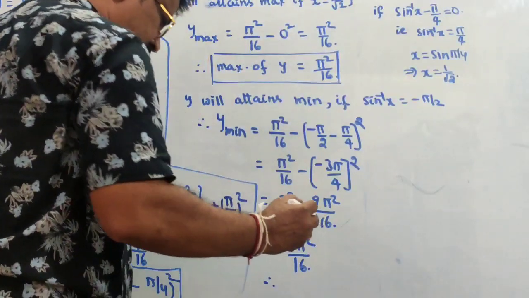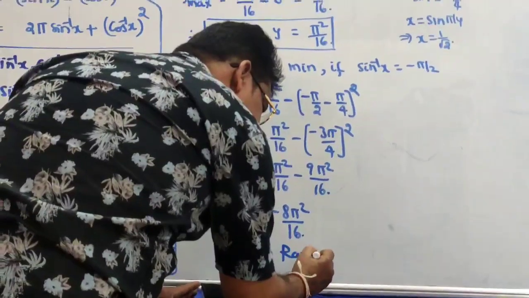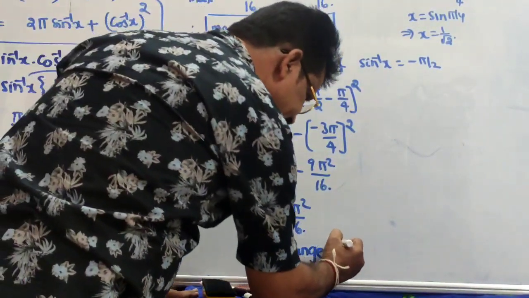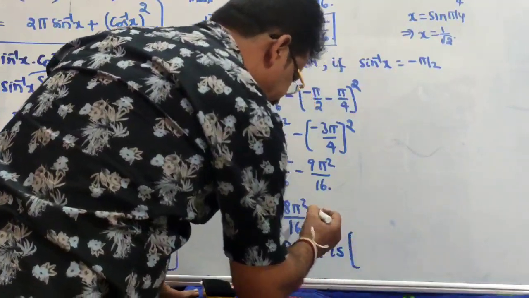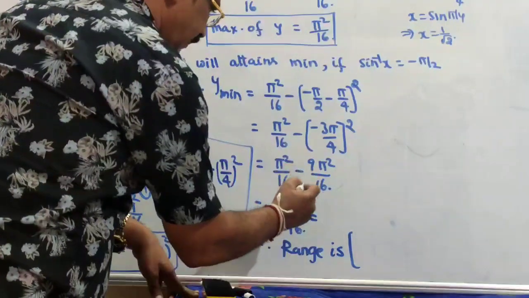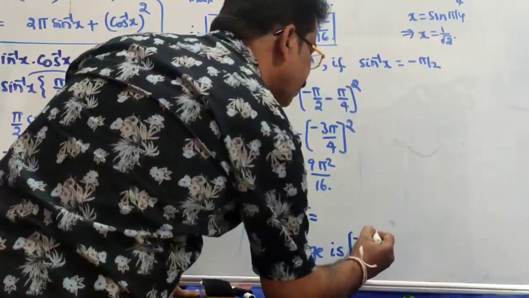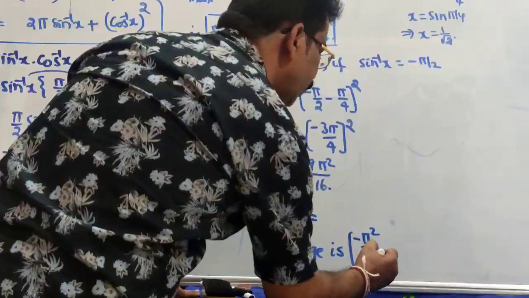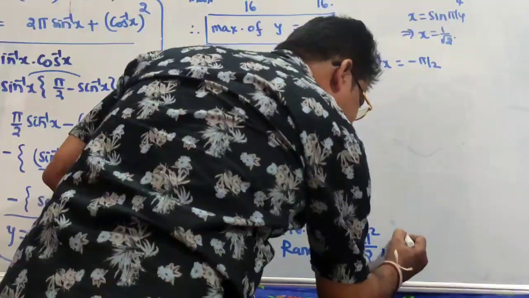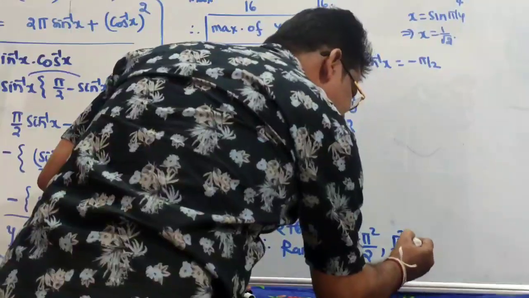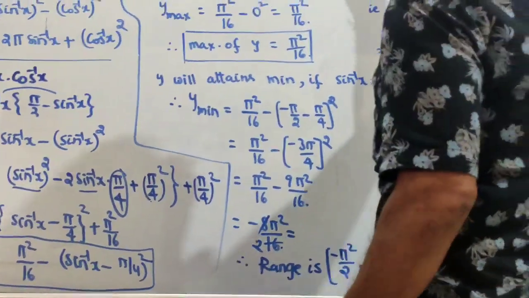So therefore the range is the closed interval of minimum. Minimum means it is minus 8 pi square by 16, we can cancel like that, minus pi square by 2, comma, what is the maximum? Pi square by 16. Okay.